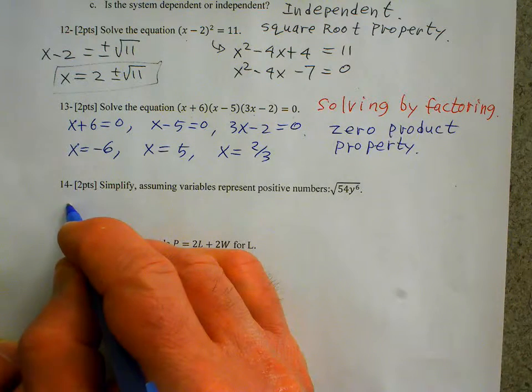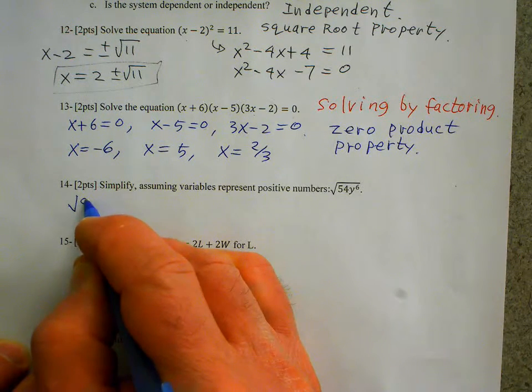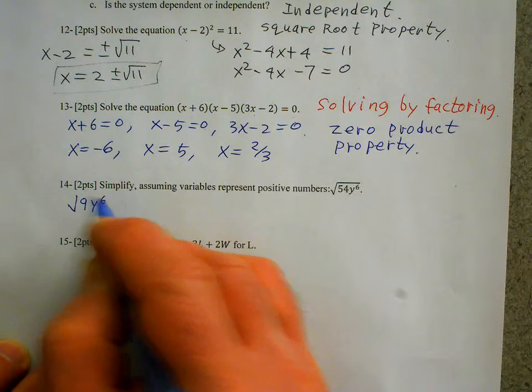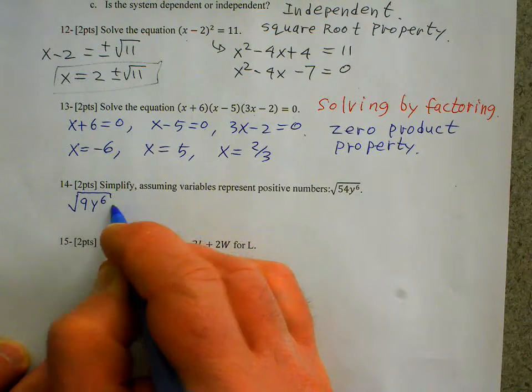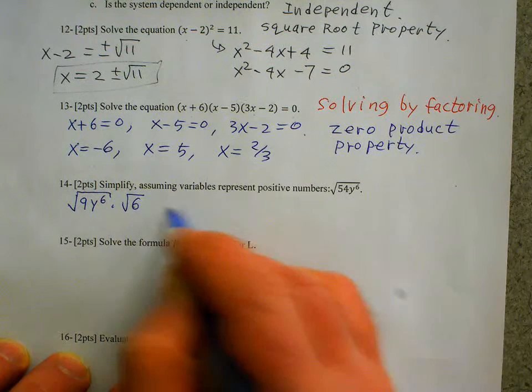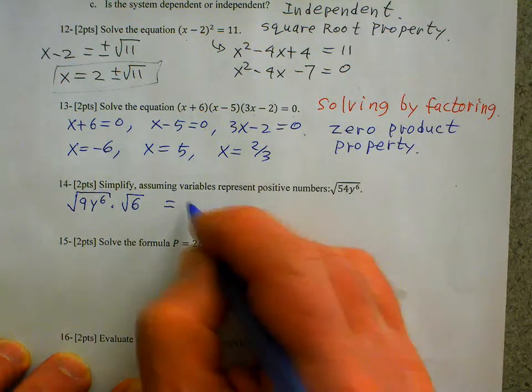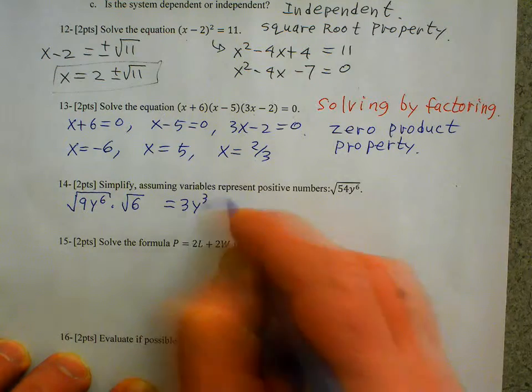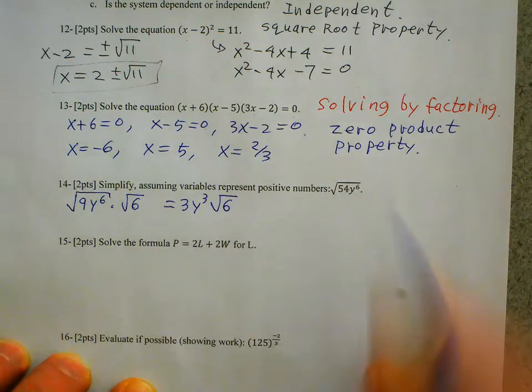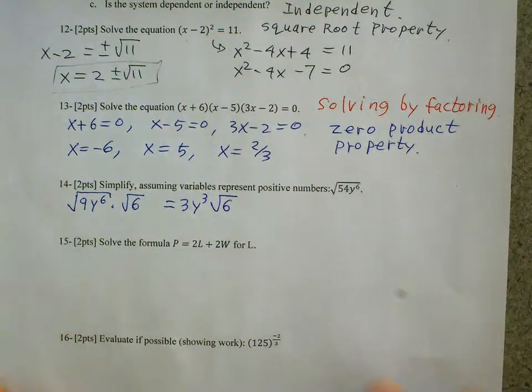So we can rewrite this as the square root of 9y to the 6th times the square root of 6. And then we simplify the square root of 9y to the 6th to 3y to the 3rd. So our simplified answer is 3 times y to the third times the square root of 6.